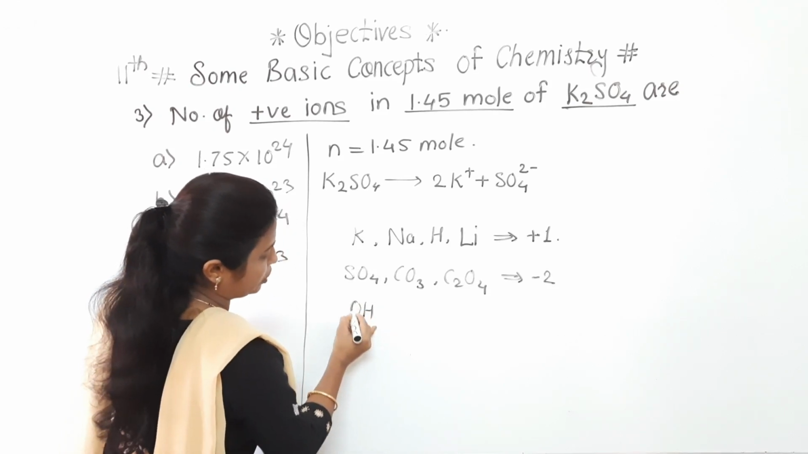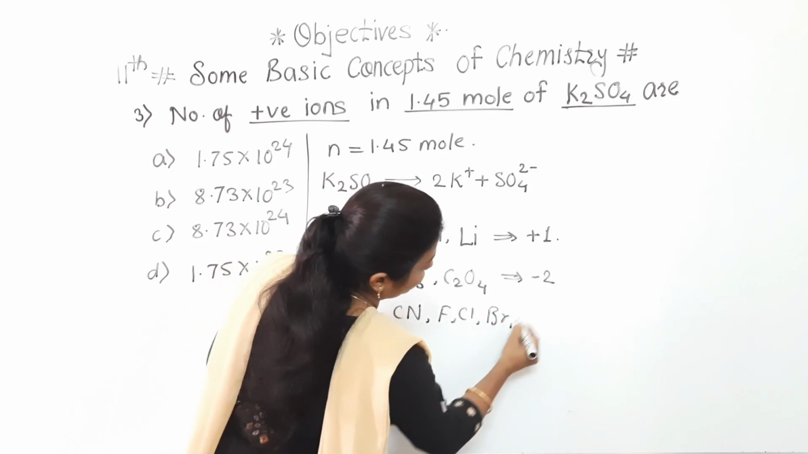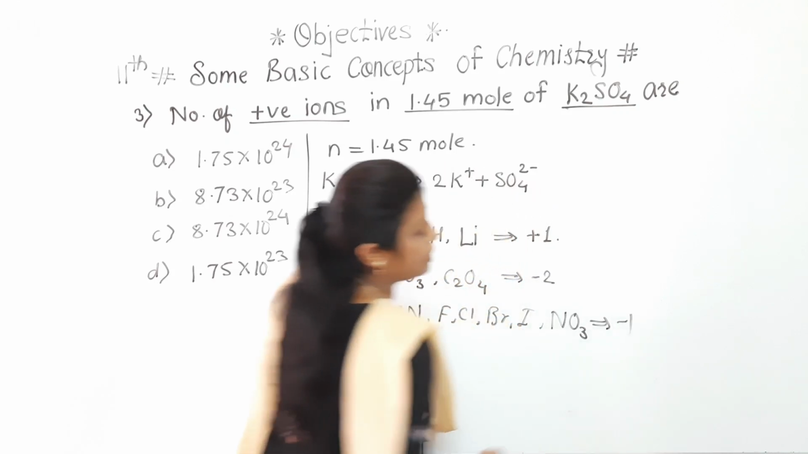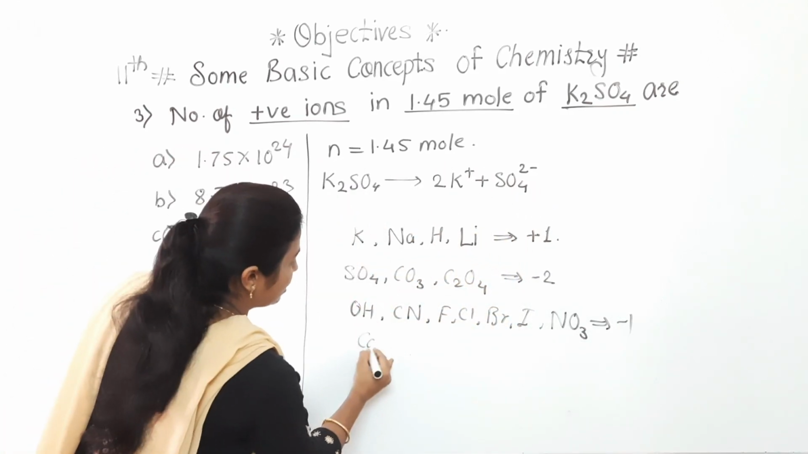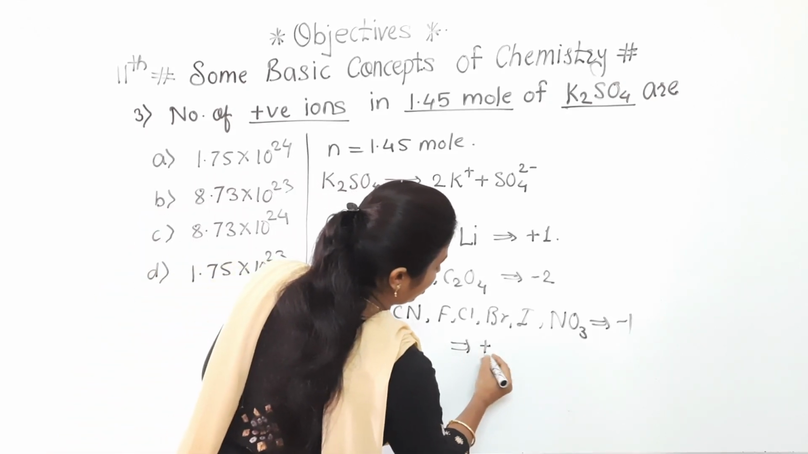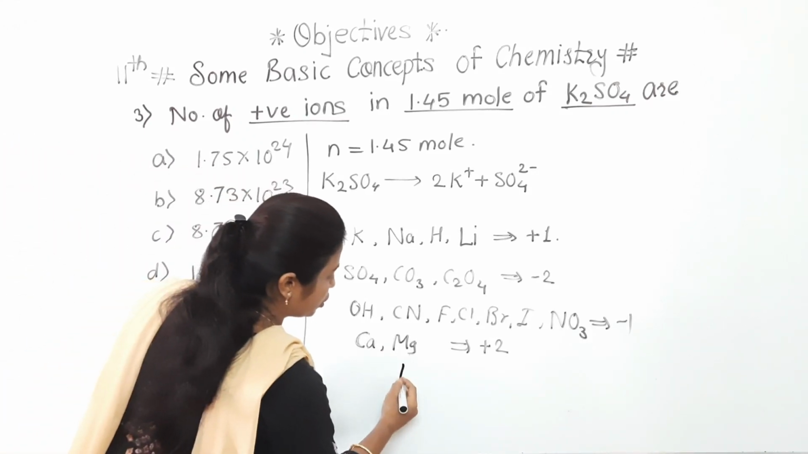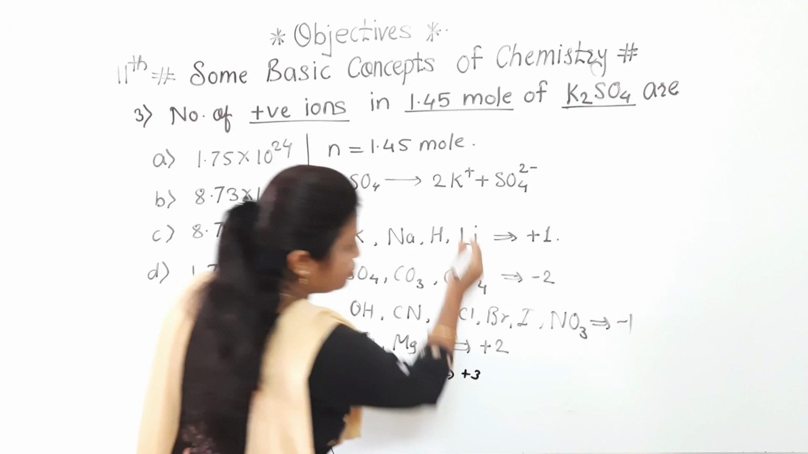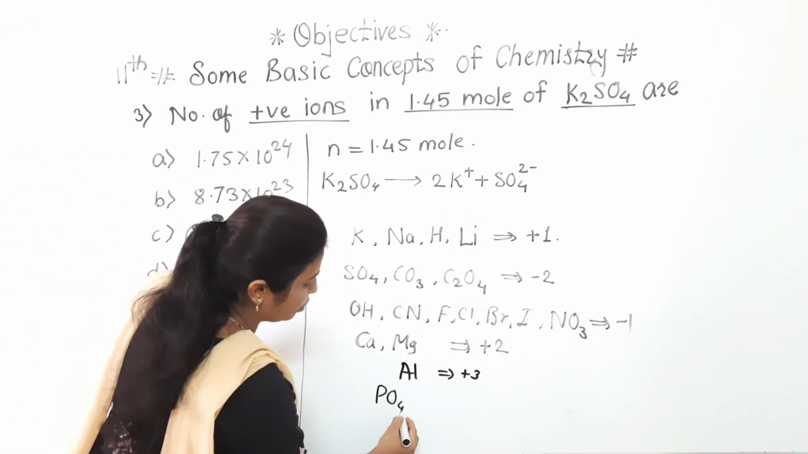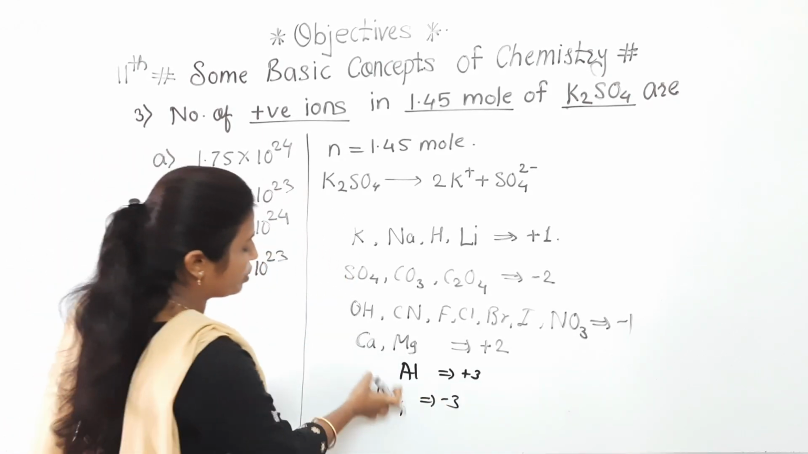So OH, CN, fluorine, chlorine, bromine, iodine, as well as NO3, contain a -1 charge. Now see, calcium and magnesium have a charge of +2. As we know, aluminum carries oxidation number +3. Hope you have written all this content in your notebook. One more point remains, that is phosphate, PO4. It has the oxidation number -3, meaning the charge present on it.